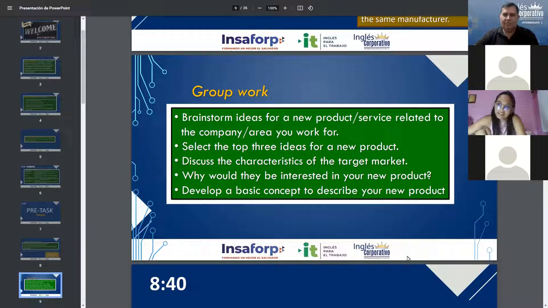And another, why would they be interested in your new product? In your lipstick? For different presentation. Yes, because it's permanent makeup. Yes, permanent and different colors.